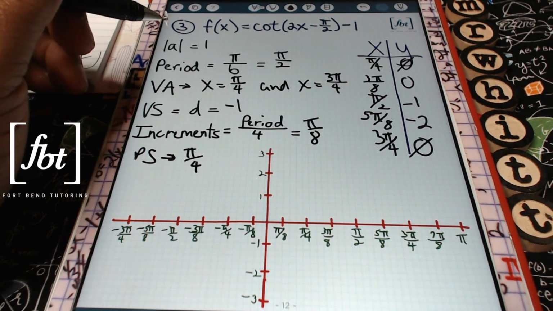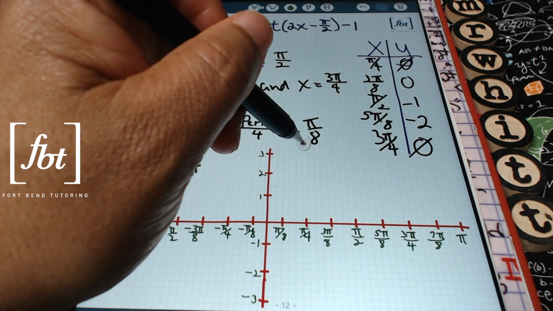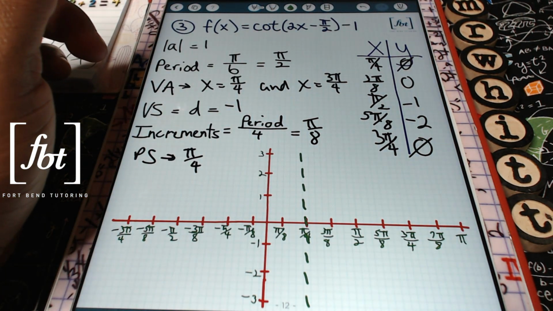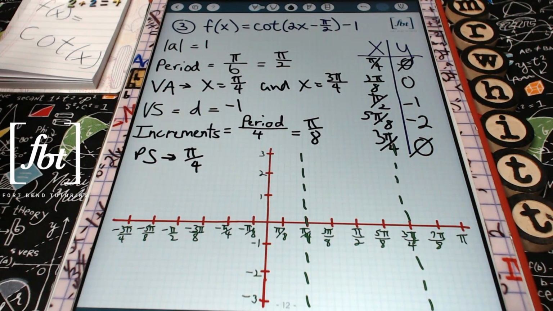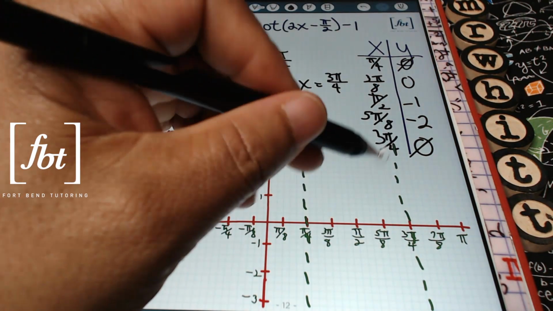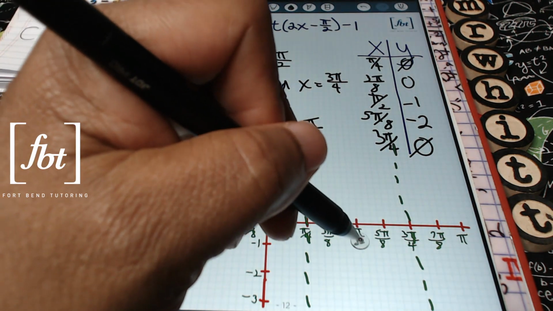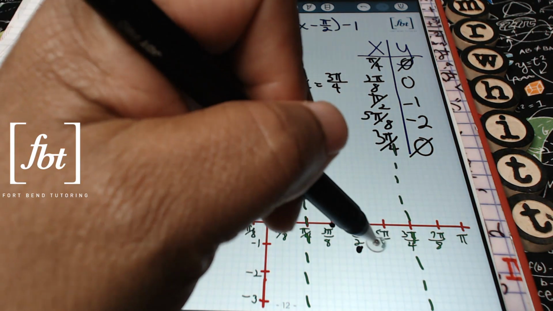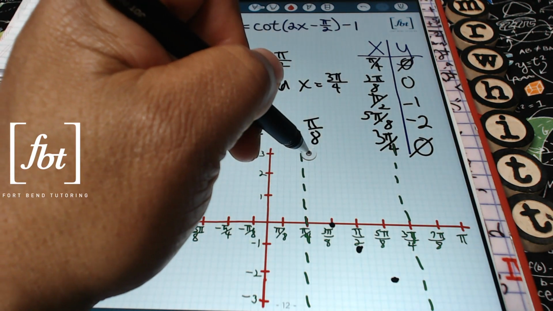We'll begin with the vertical asymptotes. So I'll have a vertical asymptote at pi over 4. It's going to be right here. We also have a vertical asymptote at 3 pi over 4. That'll be right here. And we have points at 3 pi over 8, 0. It's going to be right there. We have a point at pi over 2, -1. Gives me a point right here. And we also have a point at 5 pi over 8, -2, which gives me a point right here. So our graph will look like this.